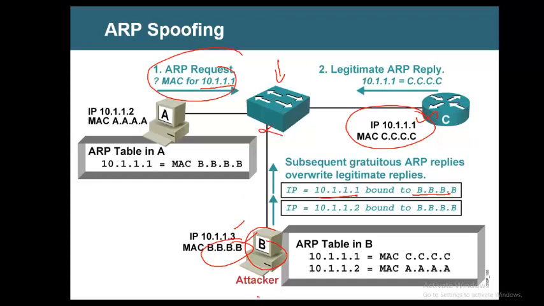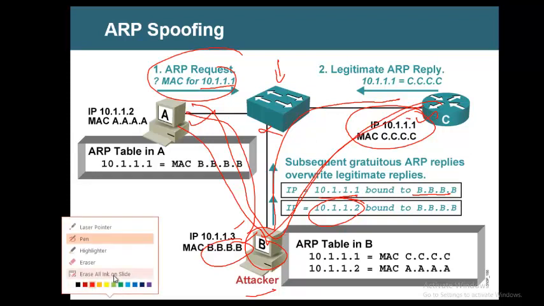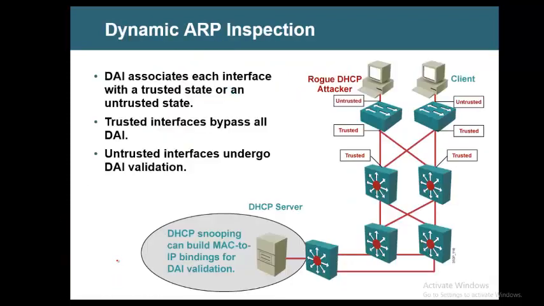This attacker wants to play in the middle, like he wants to tell A that he is 10.1.1.1. He wants to tell C that he is 10.1.1.2. So that whatever A sends to C will go to B, and whatever C sends to A will go to B, and it can do crisscross. To avoid such an attack, all that we need to do is enable DHCP snooping first and then enable dynamic ARP inspection.